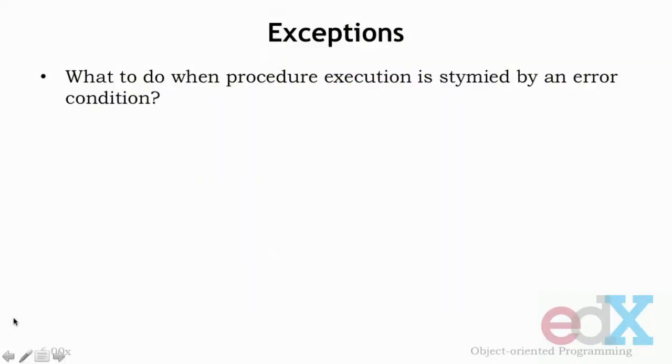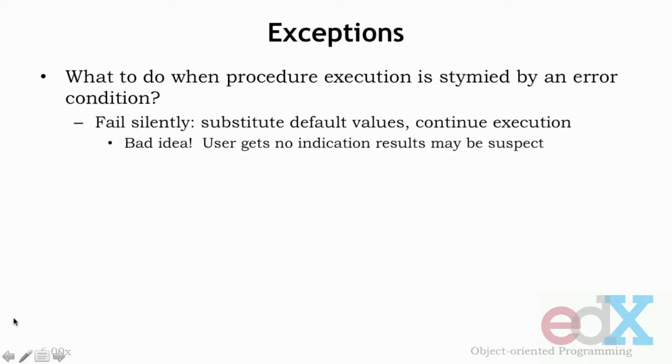Our Python programs have been dealing with exceptions for a while now. Let's talk in detail about how that works. So the basic question we have is, what should we do when our procedure has to stop execution because there's some sort of error condition? We have sort of three choices available to us. One is we can fail silently. We can substitute in the appropriate default values and continue execution.